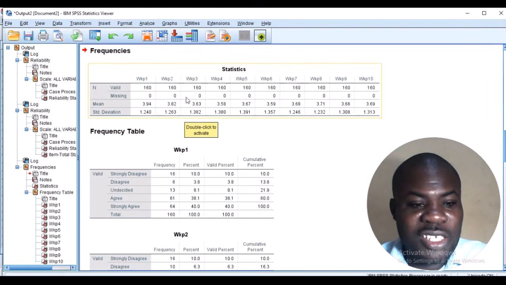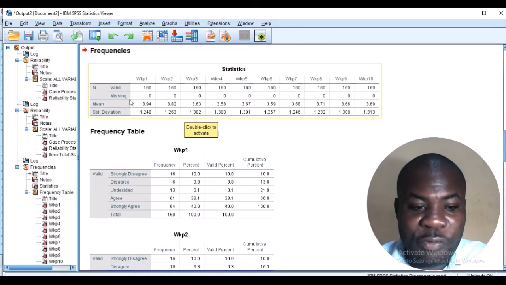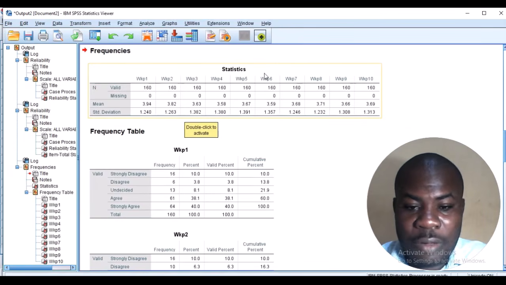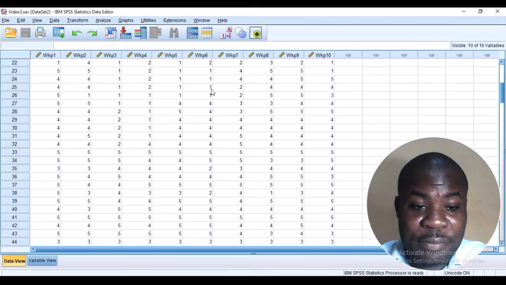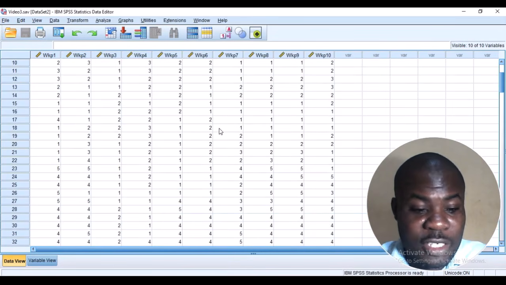So here you can see the results of the statistics. This is the frequency for the mean and the standard deviation results. The total number of respondents is 160, so you can see across the items there are 160, and for missing values, I actually do not have any missing value here. Assuming there's a particular item that is missing, it would have reported itself here. Then you can head over to the data view and begin to find out the particular item that's missing.